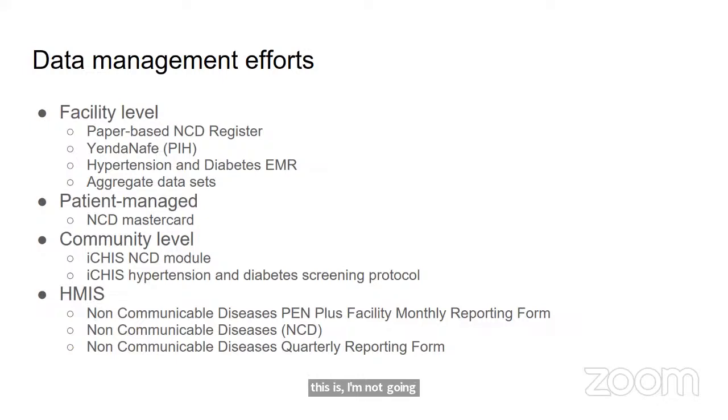Pertaining to patient management, we usually use the NCD MasterCards as they have the continuum of care for all NCD clients since enrollment and their course of life. At the community level, we have the iCHIS NCD module, which is being developed. And currently, we are finalizing the screening protocols for hypertension and diabetes. This is the starting point, and we hope we can add other screening conditions to the module as time goes by. Within the HMIS, or should I say the DHIS2, we do have the monthly facility reporting form, and we do have also the quarterly reporting form.